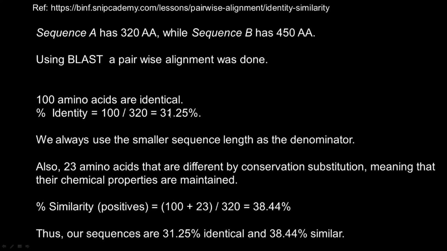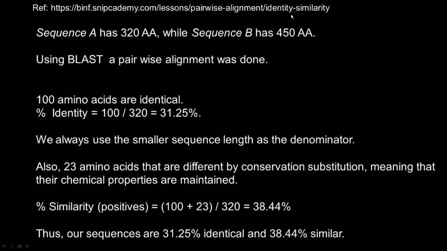Also, 23 amino acids are different by conservative substitution, meaning that the chemical properties are maintained. So we add 100 plus 23 divided by 320, that comes to 38.4%. That is called similarity. Identity is exactly matching. For similarity, we also add other amino acids which may have similar chemical properties. So sequence identity is 31%, sequence similarity is 38.4%. That is how software like BLAST calculates. Actually, I took these calculations from this particular reference.